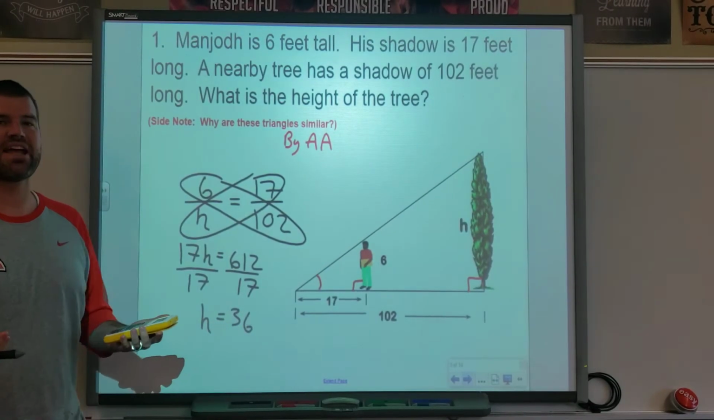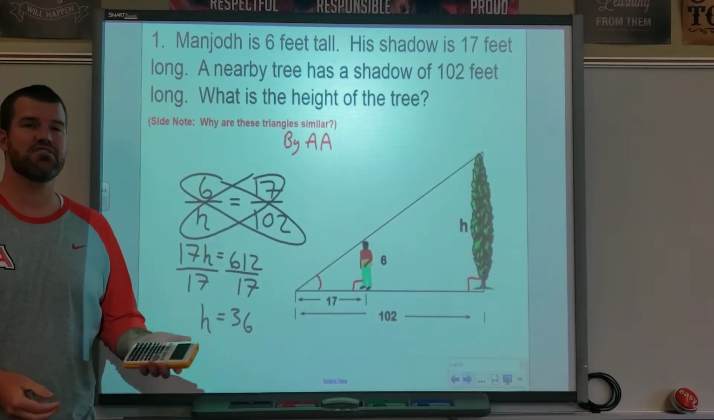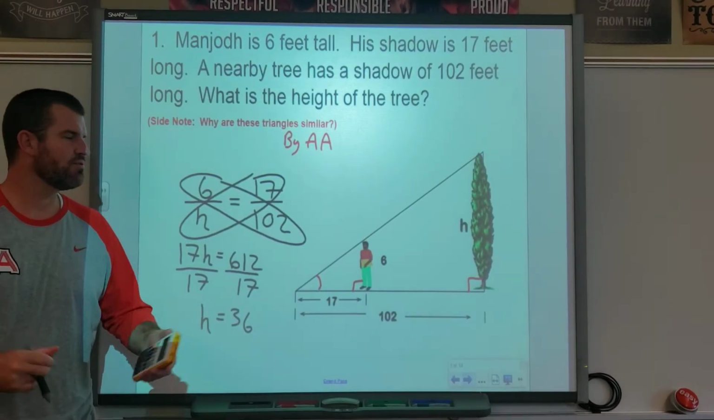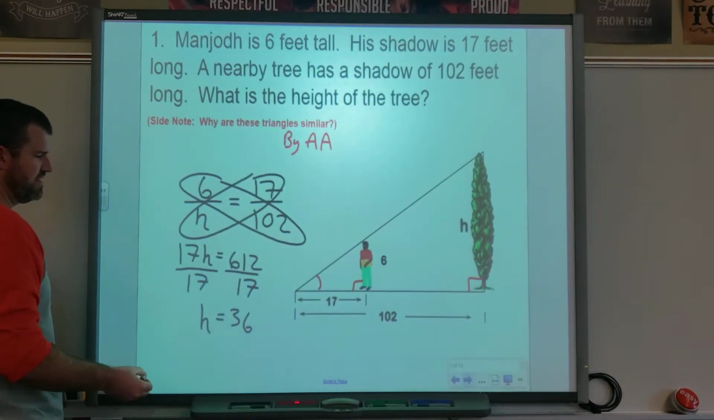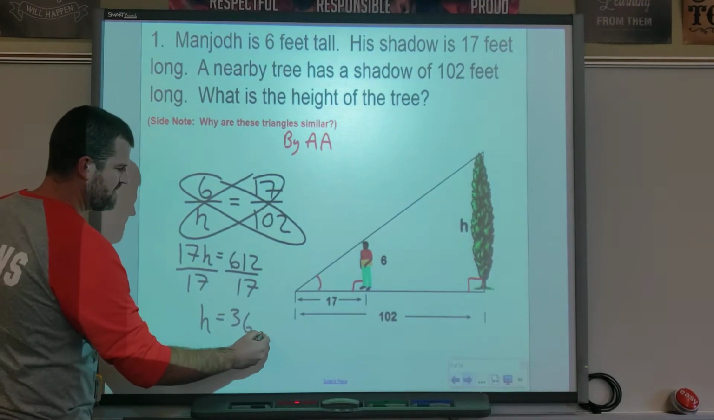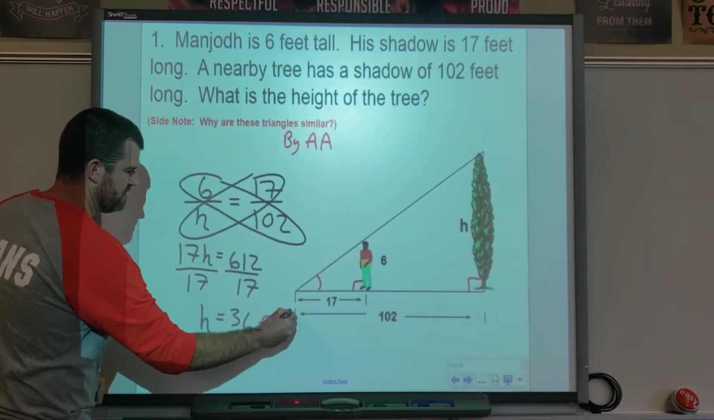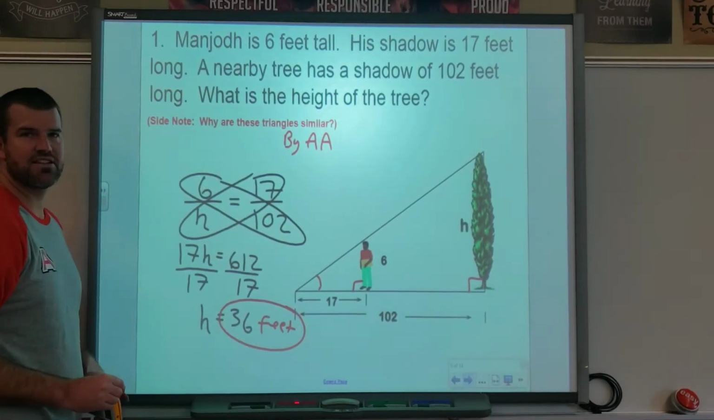Awesome. So I don't want to leave my answer as 36, because if I just say, hey, it's 36, 36 what, right? So we want to make sure we put our units on our answer. So in this case, we know that the height of the tree is 36 feet. So that tree is 36 feet tall.